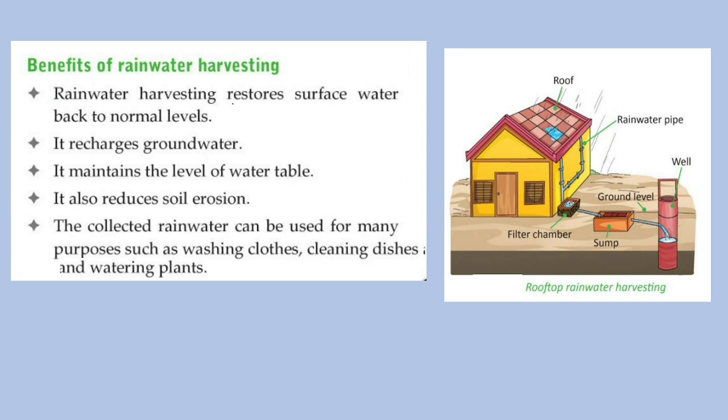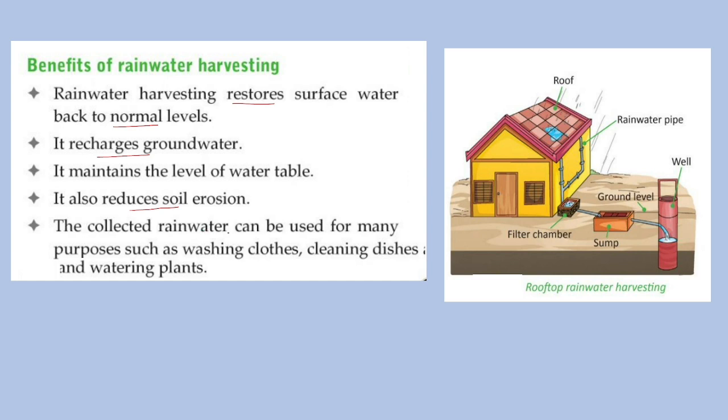Rainwater harvesting restores surface water and it helps to maintain the water level. It helps to recharge the groundwater level. That means it helps to increase the groundwater level. It maintains the level of the water table. So by increasing the groundwater level, the groundwater table can be maintained. It also reduces soil erosion. So what is soil erosion? Removal of the top layer of the soil due to rain can be avoided if we use the rainwater harvesting method.